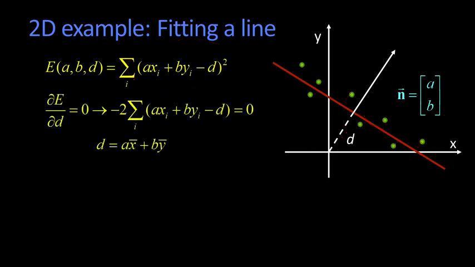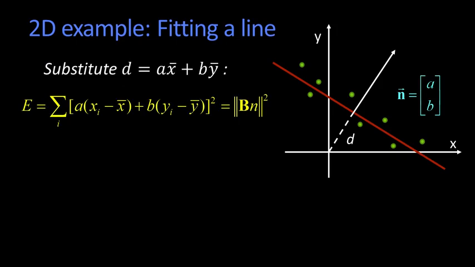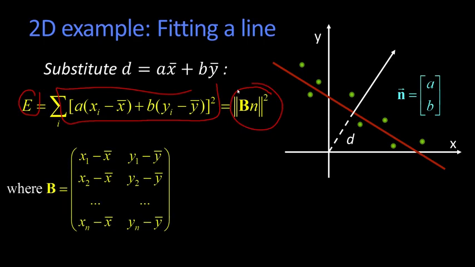So then we did this quick operation. We took the derivative with respect to d, and came up with this formula for d in terms of the average x, the average y. We plugged that in, substituting d equals a x-bar plus b y-bar. We get this new error function E, just having substituted, and we wrote it this way, okay? And this is where B is this matrix here. And you can see it's just the x's and y's in rows with the means subtracted, okay?